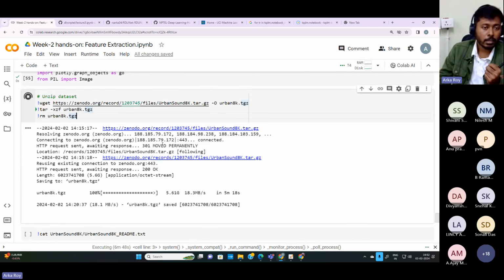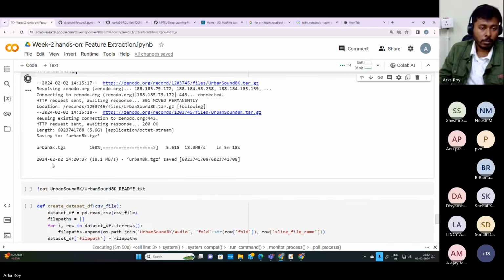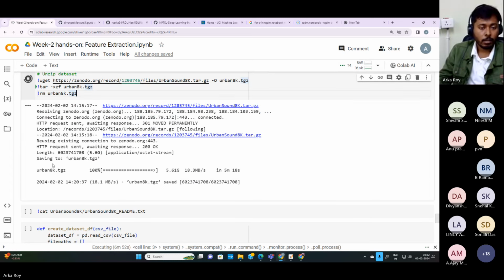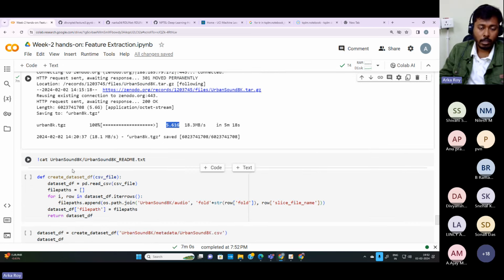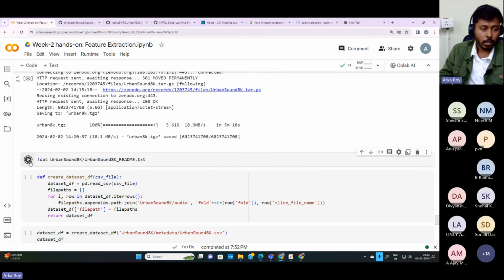So let's just complete its process. Previously it took 8 minutes total. Okay, so within 7 minutes it has been completed, and we have downloaded almost 5.61 GB of data. It will probably take more time at your end.